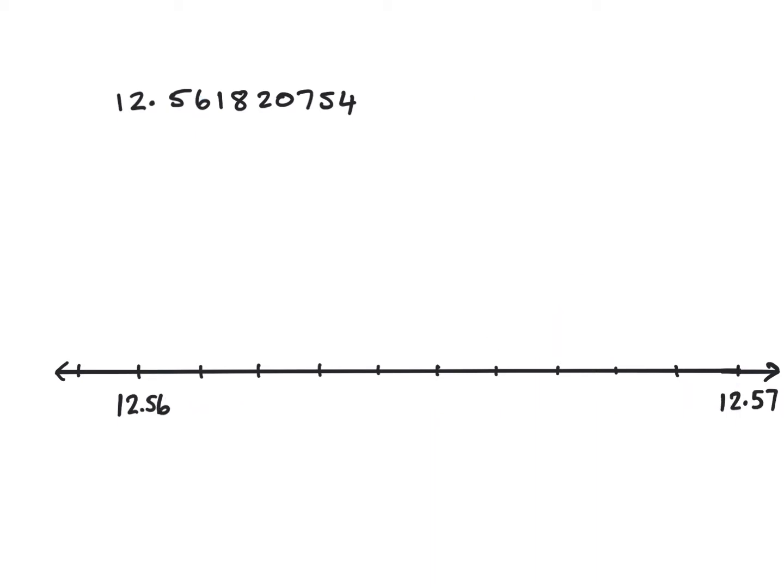Alright, one more for you to do. I want you to round the number 12.5618207754. I want you please to round it to 3 decimal places. Alright, and I also then want you to see if you can put it onto this graph as well. Alright, put the video on pause and come back when you're ready to check if you got it right.